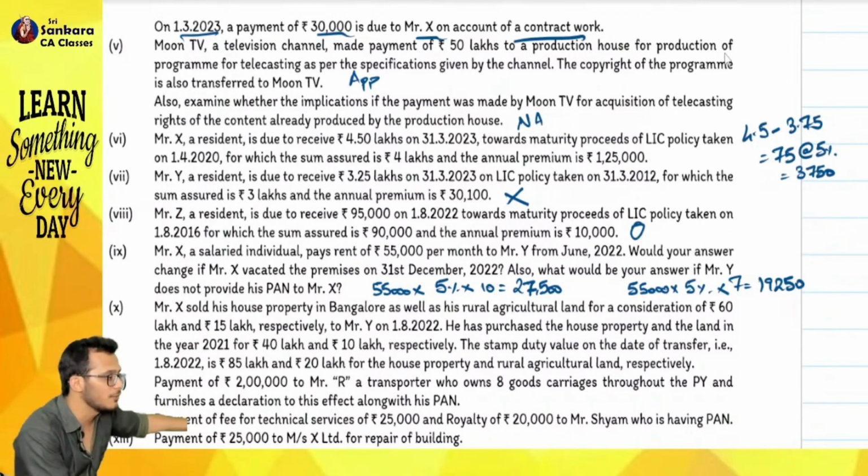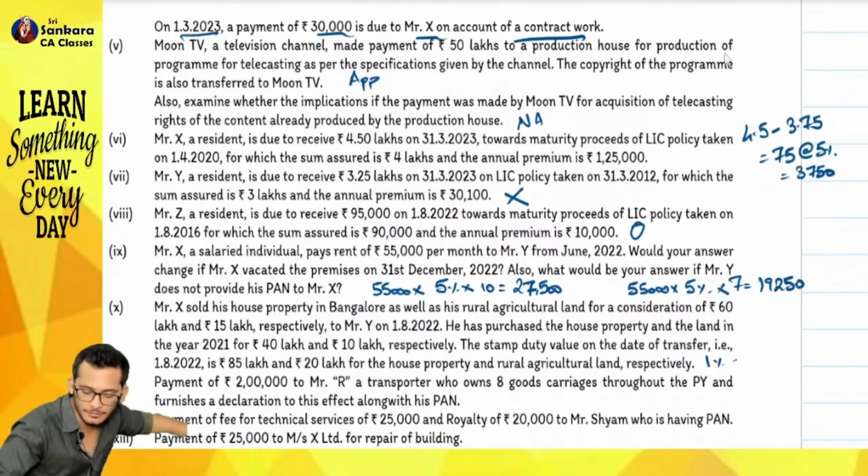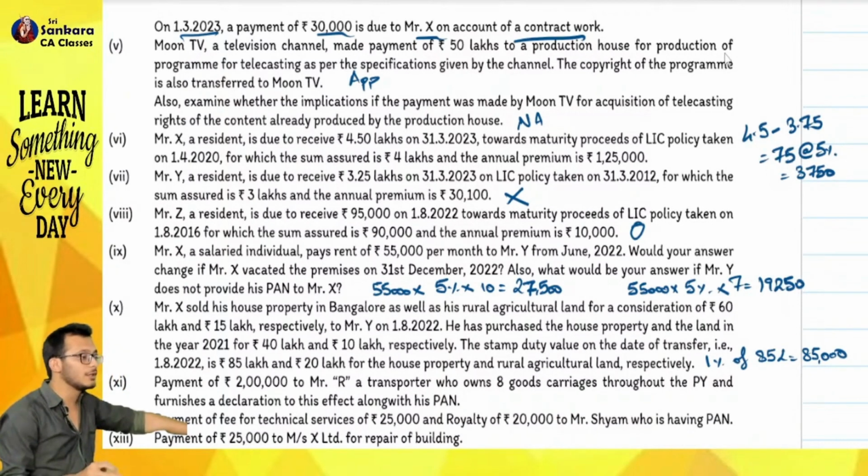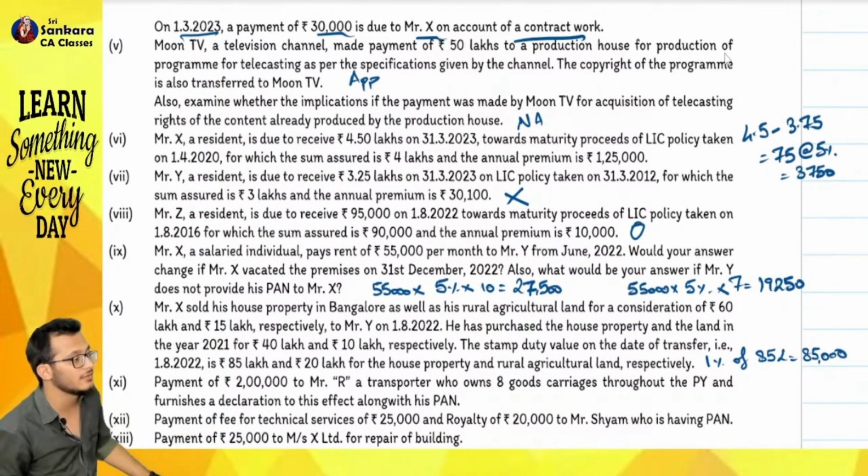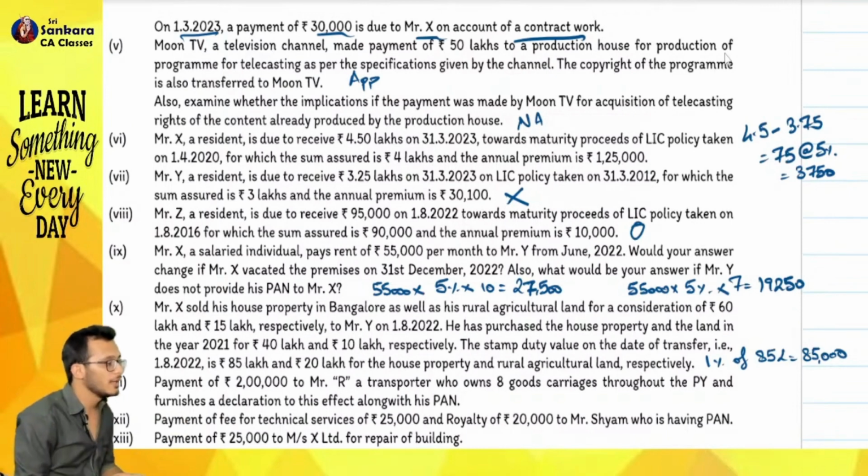85. This is the amendment for the current year. 1% of stamp duty value or actual consideration, whichever is higher. Therefore, 1% of 85. The number is 85,000. Clear? Yes, it is 1% of stamp duty value or actual consideration, whichever is higher. Therefore, you will do it on 85.